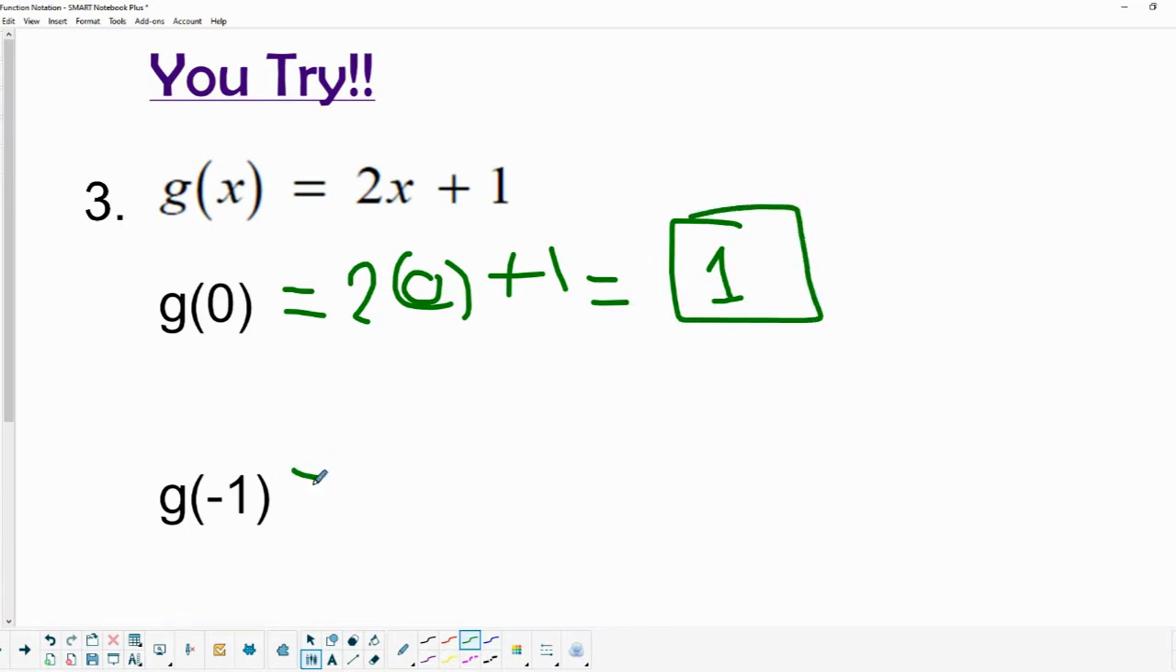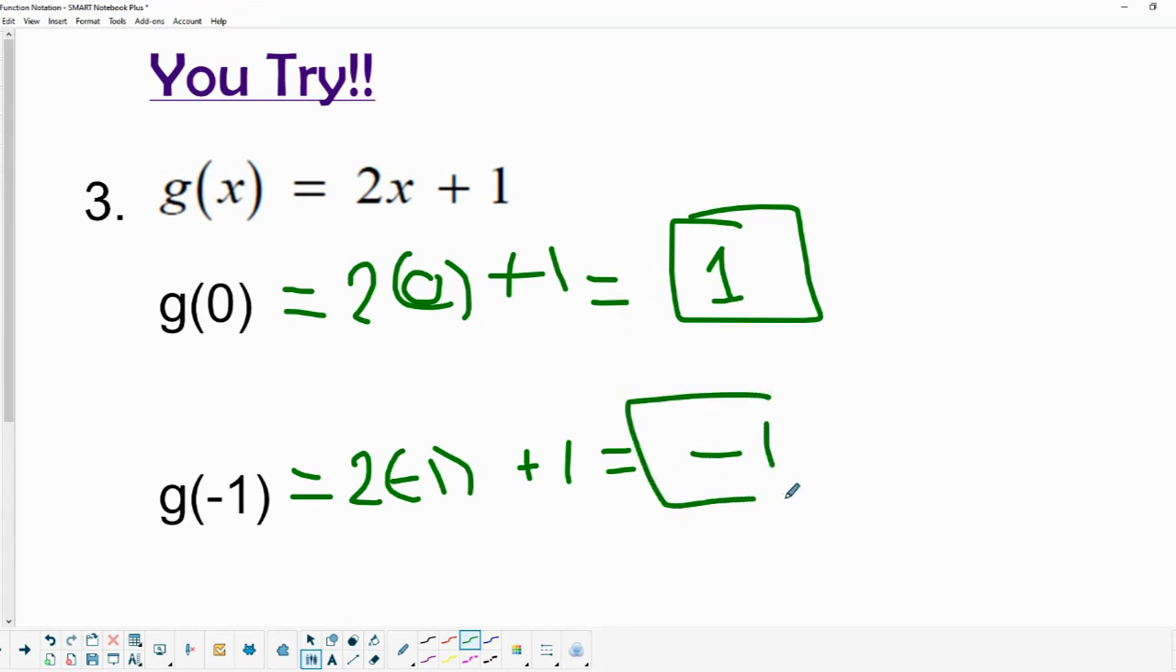Okay, what if we have an input of -1? So 2 times -1 plus 1. That would give us -2 plus 1, which equals -1. So for an input of -1, we get an output of -1.